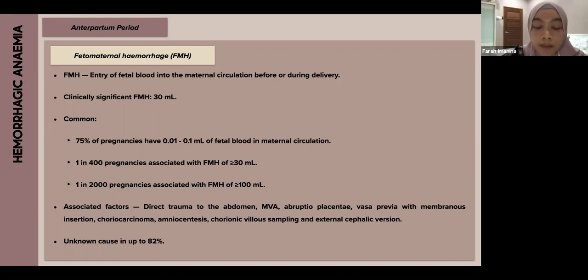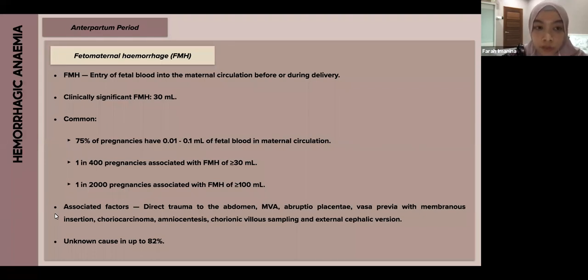And this condition is common because 75% of pregnancies have some small volume of fetal blood inside the circulation, but it is not significant, only 0.01 to 0.1 ml. But 1 in 400 has around 30 mils or more, and 1 in 2,000 has around 100 mils or more.